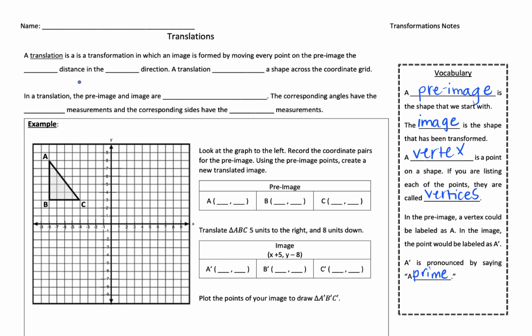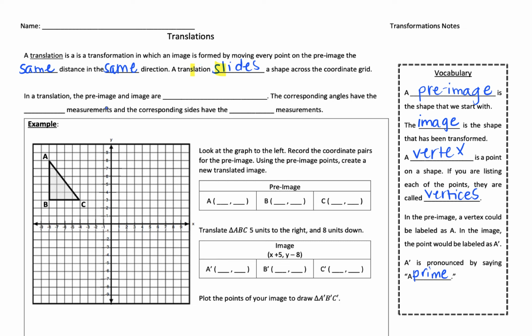To get into our two types of transformations, the first type we have is a translation, and it's a type of transformation in which an image is formed by moving every point on the pre-image the same distance and in the same direction as each of the points on the shape. A translation slides a shape across the coordinate grid. So it's going to look as if you took the shape and you slid it across. One way that might help you remember that is translation has SL right in the middle and slide starts with SL. So it's a way to remember it if that helps you.